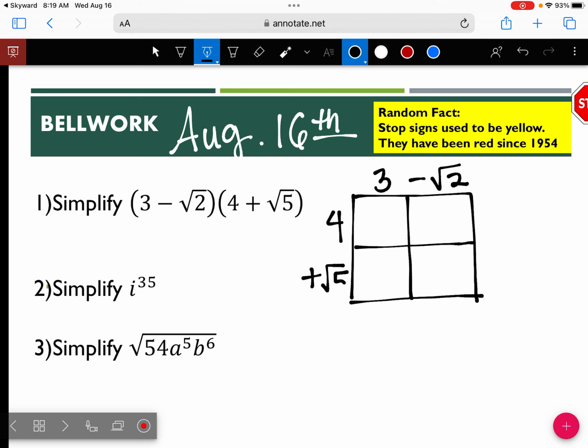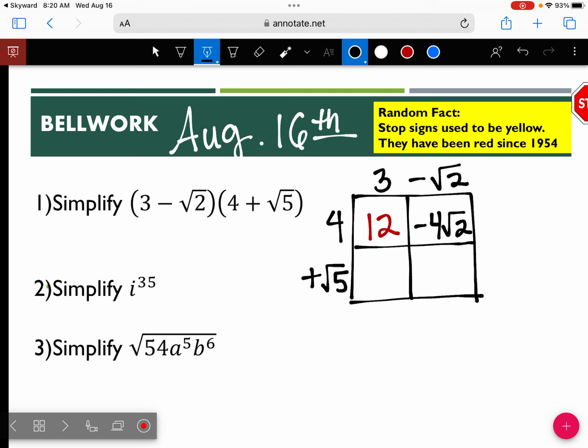Or you can do first, outer, inner, last. You don't have to make a box, but we're gonna fill in all four squares. So we have 3 times 4, which is 12. Notice that I'm multiplying this 4 by the -1. You can't multiply a number by a square root. You're multiplying the number in front of the square root, which is -1. So 4 times -1 would be -4, and then it would be a root 2.